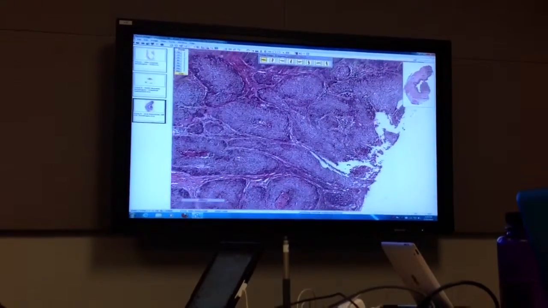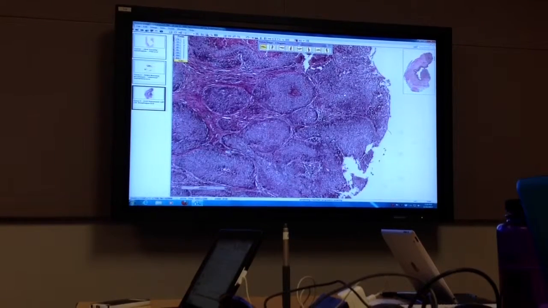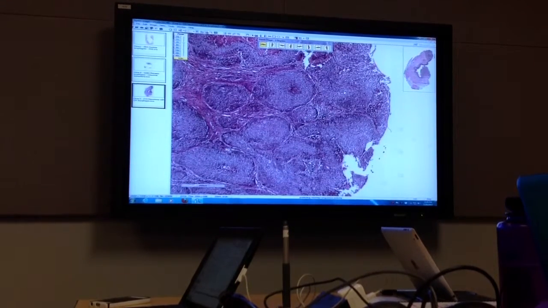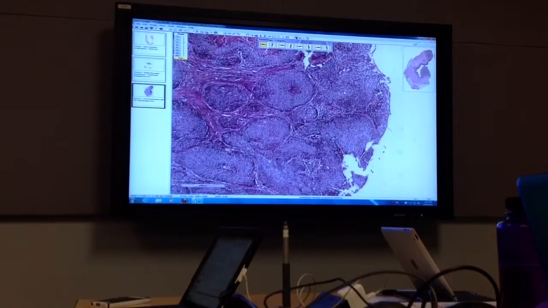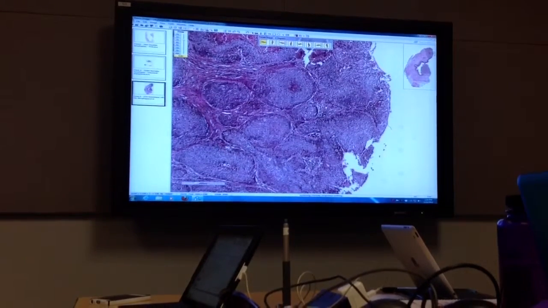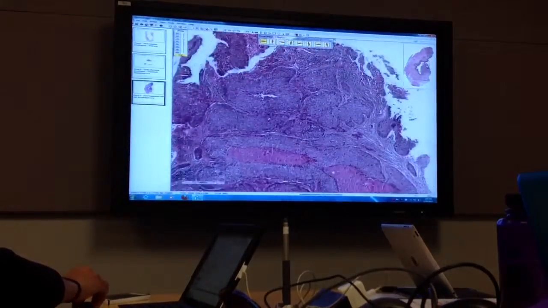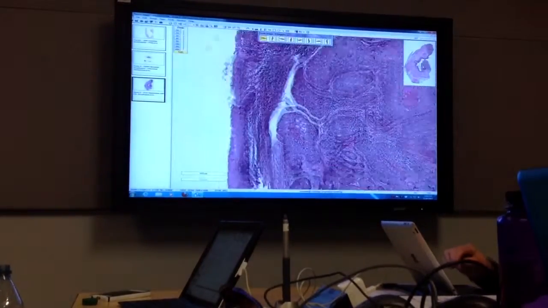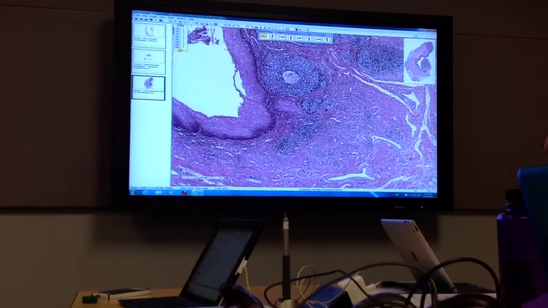Where does this usually occur in the esophagus? The middle, the distal portion, the GE junction, the proximal portion? Does anybody know? Yes. So squamous cell carcinomas usually occur in the more proximal portion, whereas adenocarcinomas are more in the distal portion. Okay. And you can see, let's go over to this piece. And see all that necrosis?